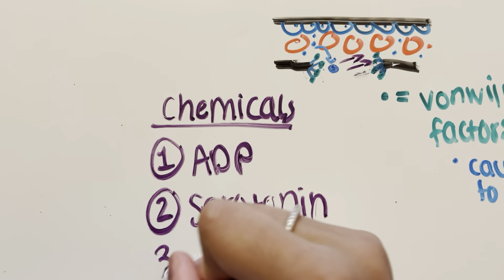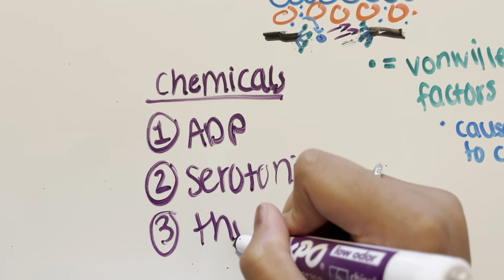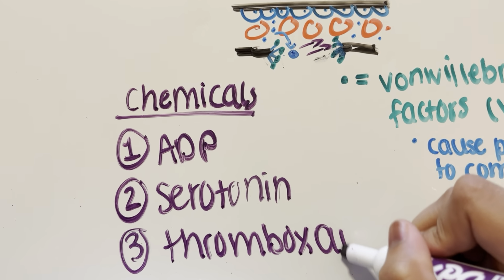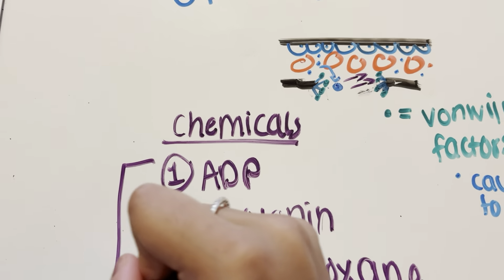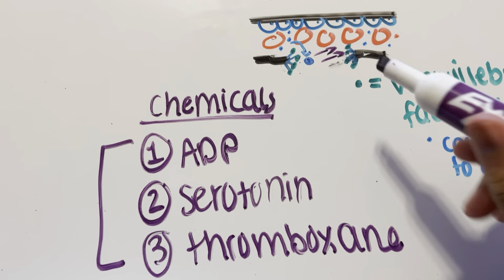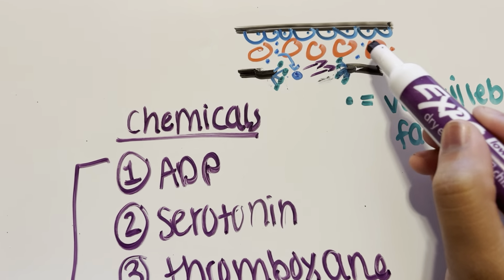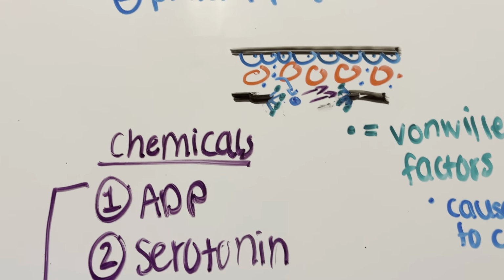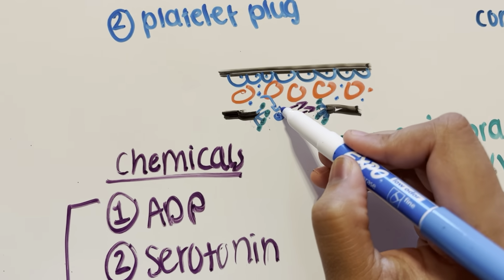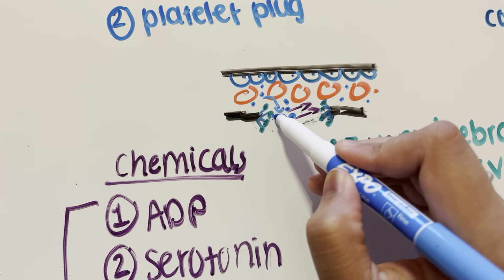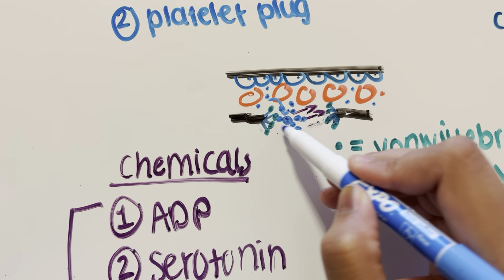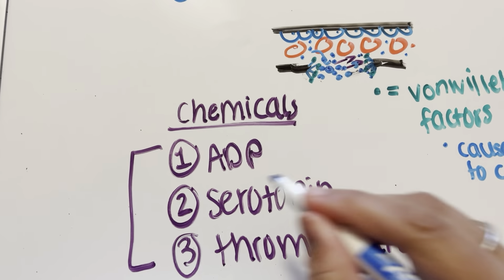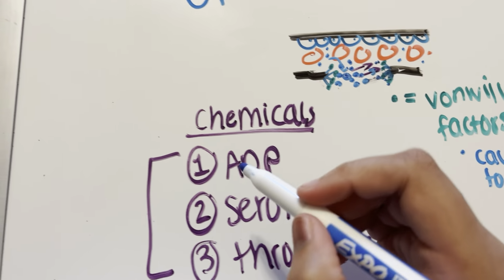And the third chemical is thromboxane. And these three chemicals will be needing to go here in the purple right here. It's going to call more platelets. So as a result, you're going to have more platelets form here because the chemicals are calling more and more platelets to come.